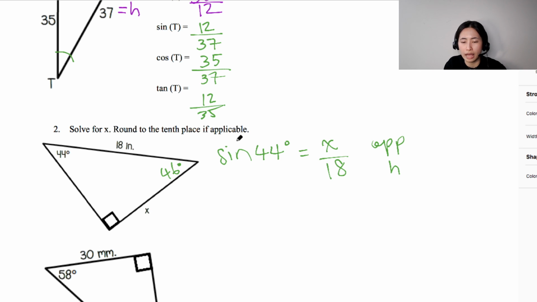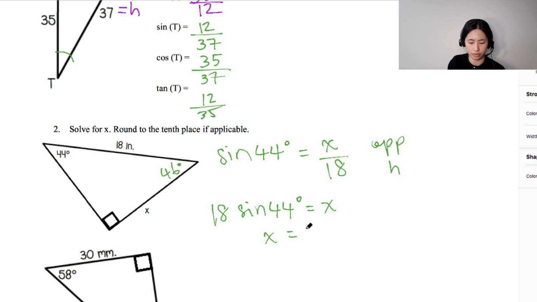And make sure your calculators are in degrees. So this would be 18 times sine 44 degrees, and that's equal to x, right? Because my calculator is in radians, I need to convert this into degrees first. Okay, great. So this is 18 times sine 44 degrees. So x is equal to 12 point, because it's in the 10th place, we'll just keep this as 12.5. So x is 12.5 inches.